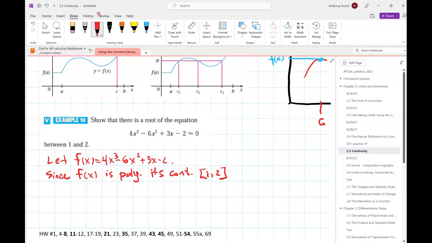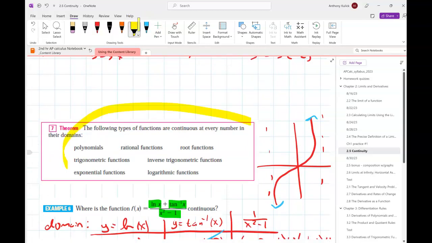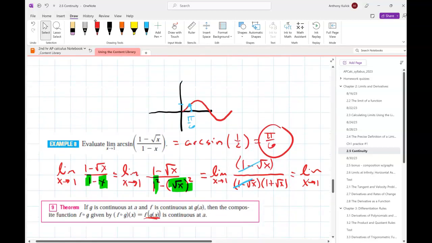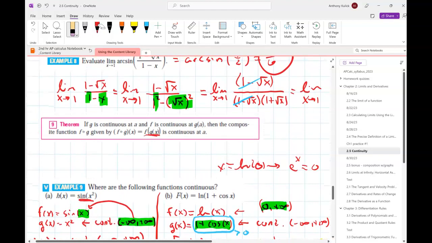So we had a list last class. These are all continuous over their domains, which is good enough for us, because for a problem like this where we're solving, we're not going to be trying to solve over something that's not in the domain. And then we know that the sum, difference, product, constant multiple, and quotient of continuous things is still continuous. And even the composition of continuous things is still continuous, like plugging one function into another. You just have to be a little bit careful there.